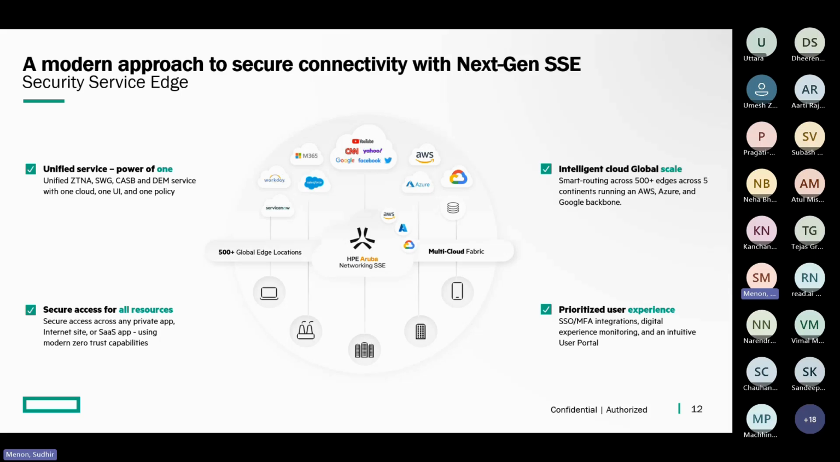Secure access for all resources, not only HTTP and HTTPS applications, but also for your SaaS applications and all other resources like your RDP, SSH, maybe voice traffic, etc. That is what we can have within our SSE platform.